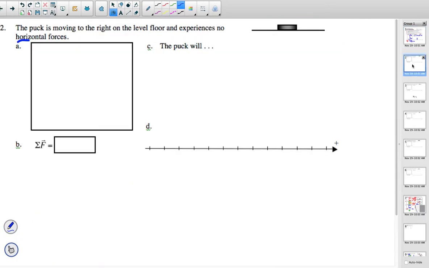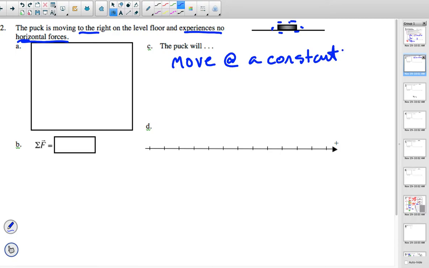So in this case, the puck is moving to the right on a level floor, but experiencing no horizontal forces. Now recall, this was a hover puck. So it moved across the floor, and because it wasn't touching the floor, there was no friction. So what kind of motion did we see? It moved at a constant velocity. The puck will move at a constant velocity. And in this worksheet, we need to include both the type of motion, constant velocity, as well as direction. And we said it was moving to the right. Constant velocity to the right.